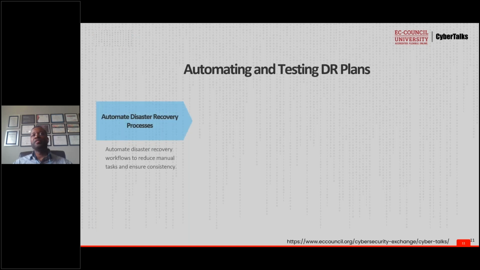So we start by automating disaster recovery processes. We automate by understanding the key workflows, which reduce the risk of human error and speeds up the execution process when time actually matters. It also ensures consistent responses across all teams and systems.